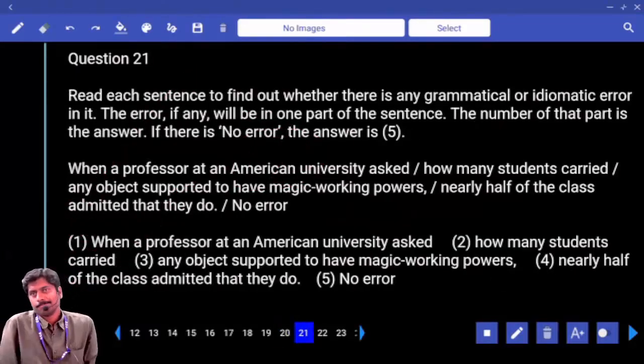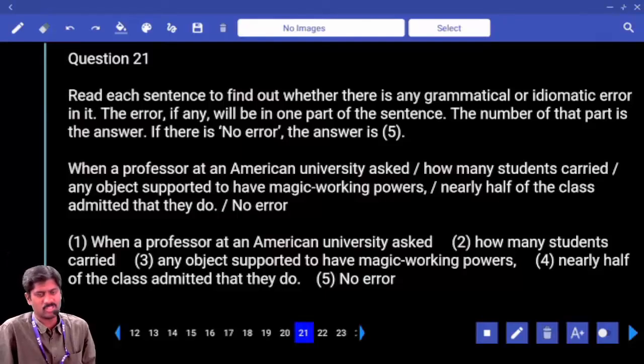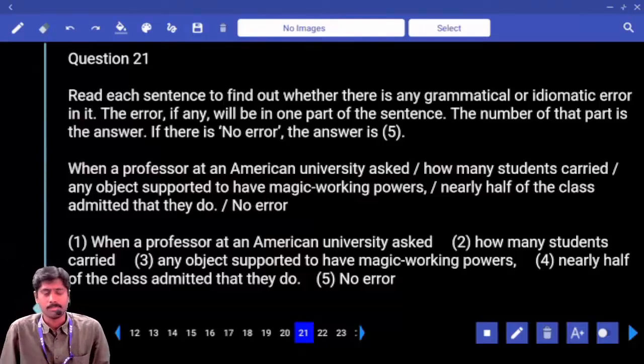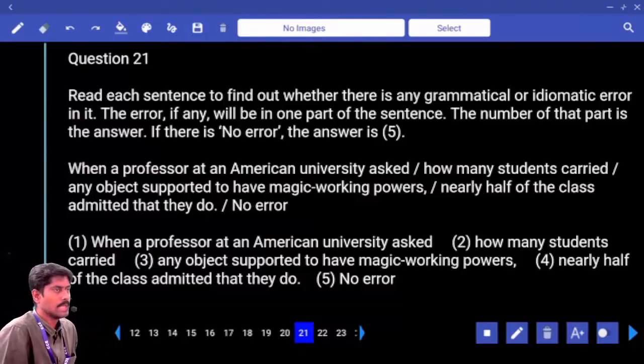Error location. When a professor at an American university asked how many students carried any objects supposed to have magic powers, nearly half of the class admitted that they do. Answer.